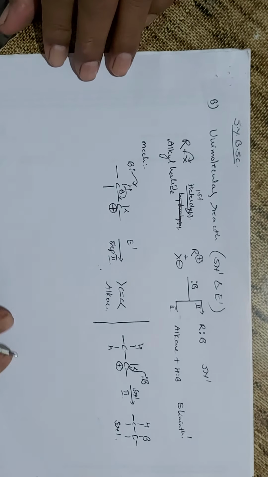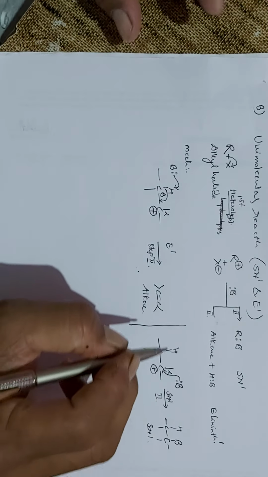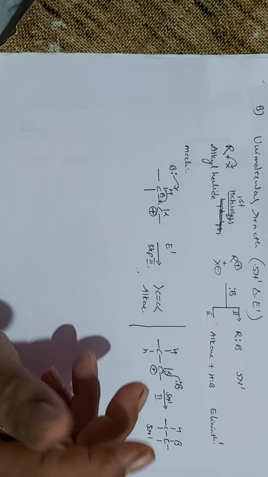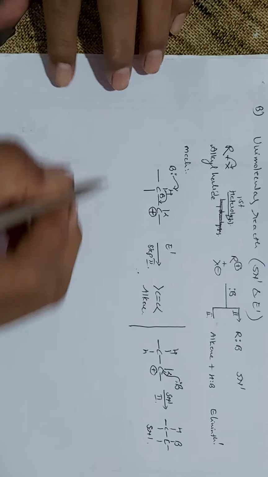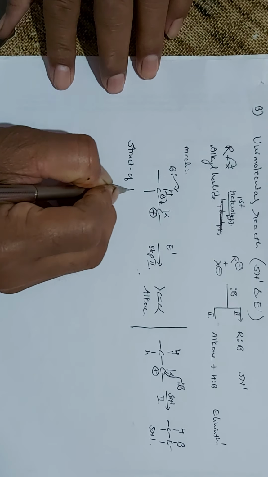And so, depending on the behavior of the negatively charged species, the type of product is going to change. But this depends upon the structure of the substrate.